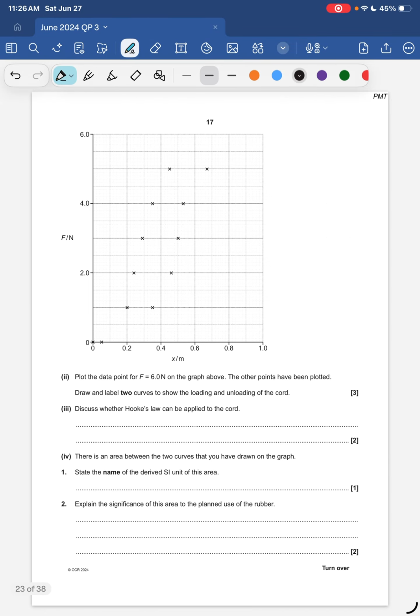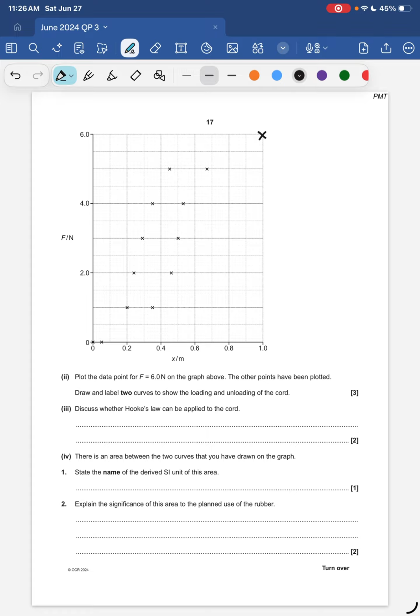Okay, let's move on. 2. Plot the data point for 6 newtons on the graph above. The other points have been plotted. Draw and label 2 curves to show the loading and unloading of the cord. So the missing point is, as we found, x is 0.99 meters, so we can put it there. I think it's safe.